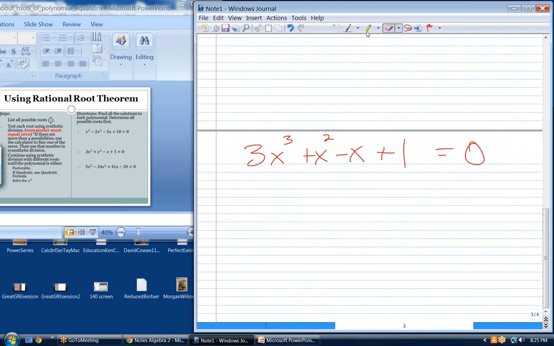First step. P and Q. Right. Our first step is to see what are the possible rational solutions. So what are they? Plus or minus 1/3, plus or minus 1.